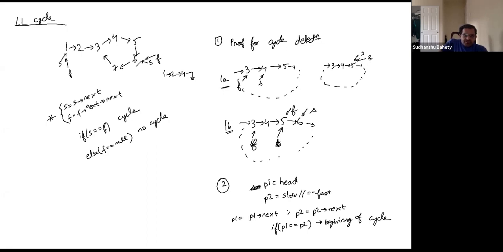So essentially what you're doing over here is, this is P1, this is P2, and you're moving P1 by one step. When you move P1 by one step, you move P2 by one step. Again, you move P1 by one step, you move P2 by another step, and wherever they meet, you say that that's the beginning of the cycle.